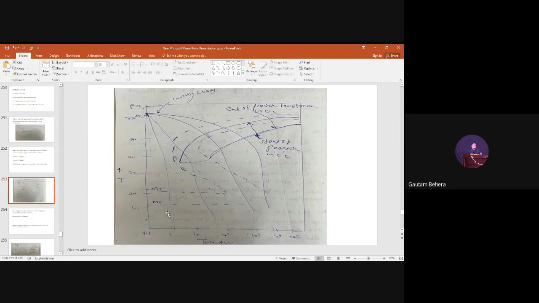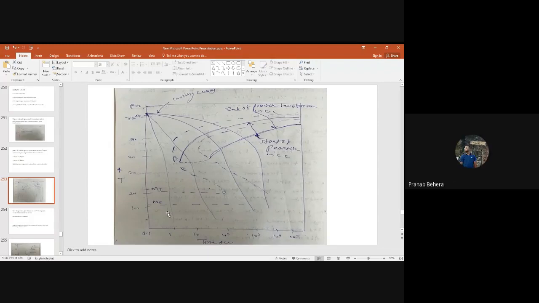So suppose you want pearlitic transformation to happen, you need diffusion to happen. If diffusion is faster, then transformation will be faster. If diffusion is slower, then transformation will be slower. Is it okay? Up to this, you understood? Yes, sir. But if the carbon atom is present in the form of alloy carbide, then what will happen to the diffusion? Will it be slow or fast?